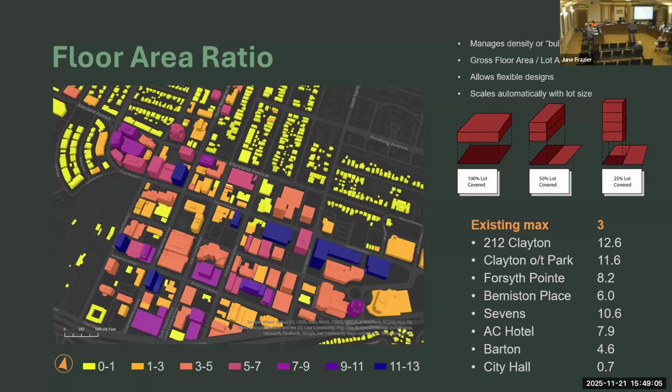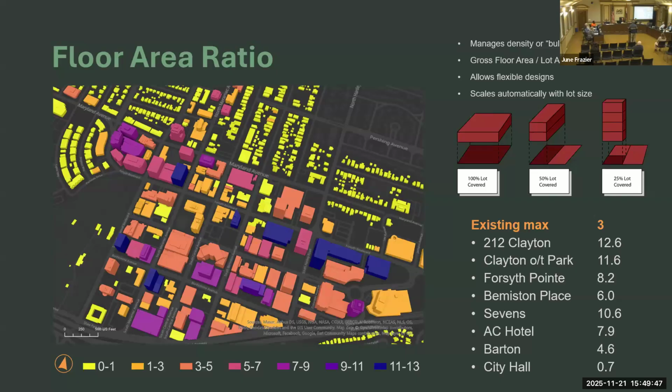What this does is it regulates the mass and density of a site rather than regulating a height. If you say a building can be 20 stories tall, it might be built out to the maximum dimensions, and you're really designing people's buildings for them. Floor area ratio regulates that mass and density, but it also allows more creativity in design rather than just saying max height, max setback.